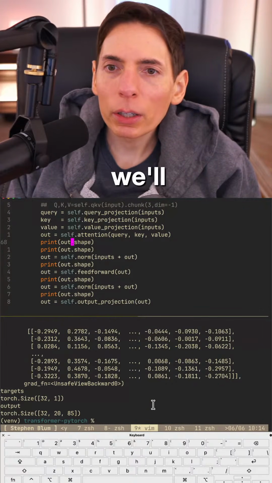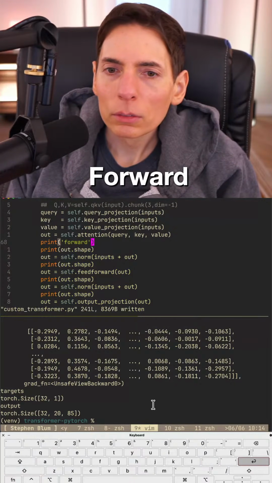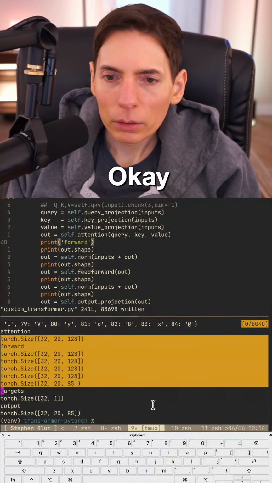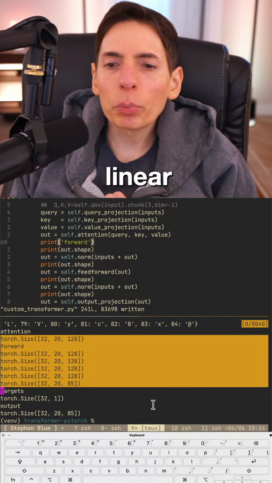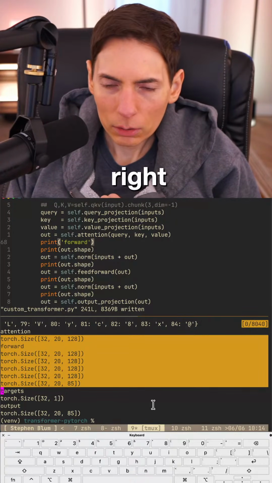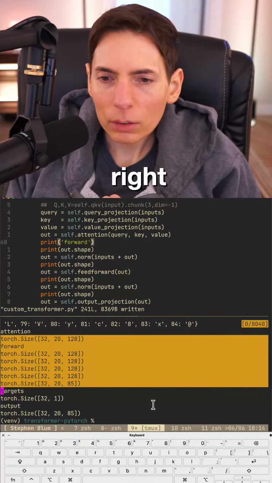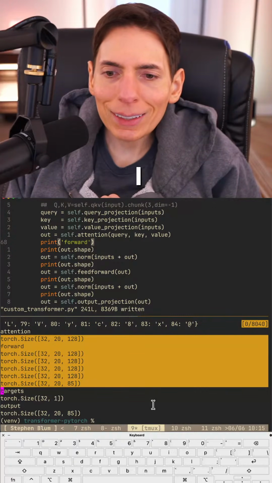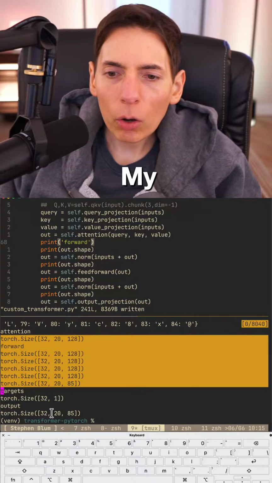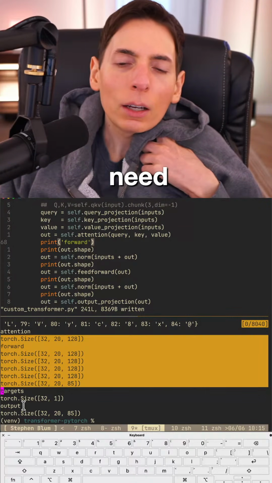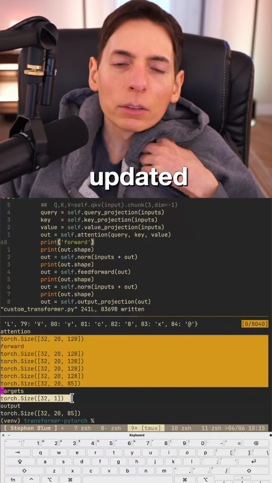So how about this? All right, we'll say forward. And we should get a whole bunch of shapes. Okay. Right there. So is my linear projection... no, I don't. I feel like it's right. It's possible that I need my output. Why? All right. So what we could do is I think our targets need to be updated.